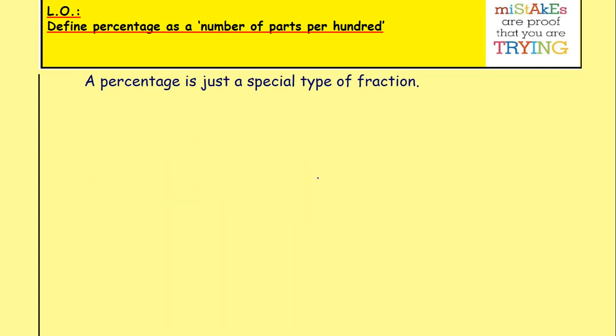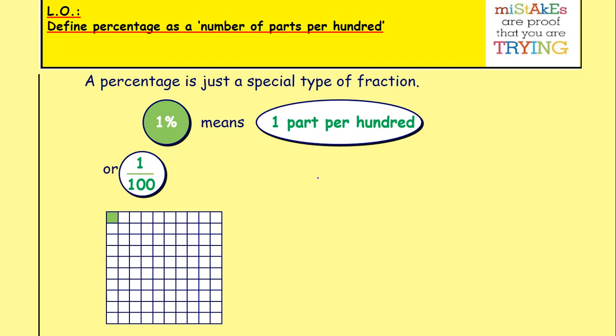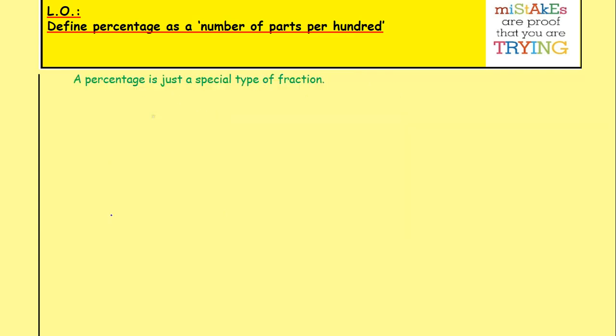See another one. If I have 1%, it means 1 part per 100. So I write it as 1 out of 100, and if you check it on my 100 grid now, I highlighted only 1 little cube. Now, the question is, can I simplify this? Can I find a factor of 1 and 100? Yes, I can, but it's only 1, and we know if I divide something by 1, it doesn't change.